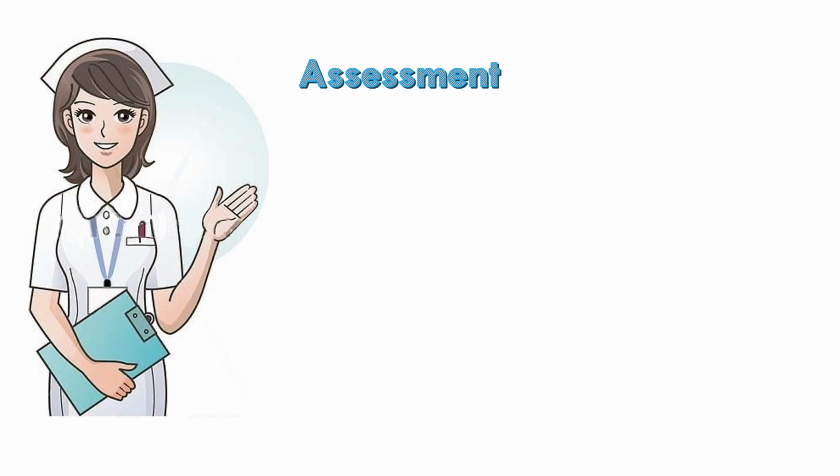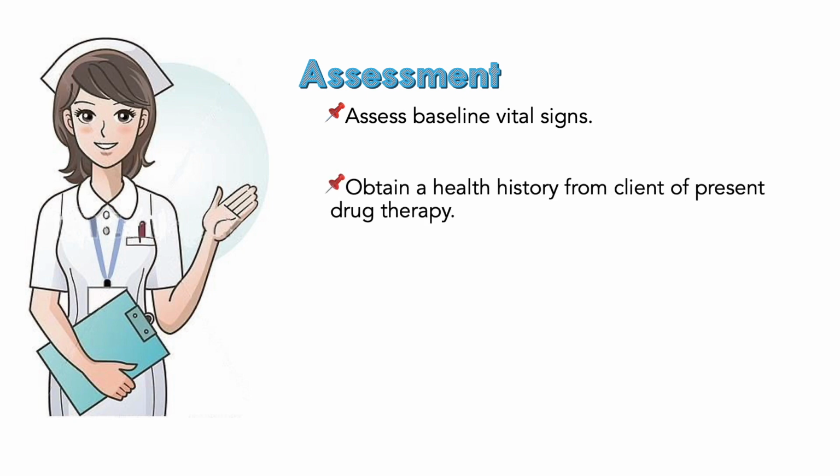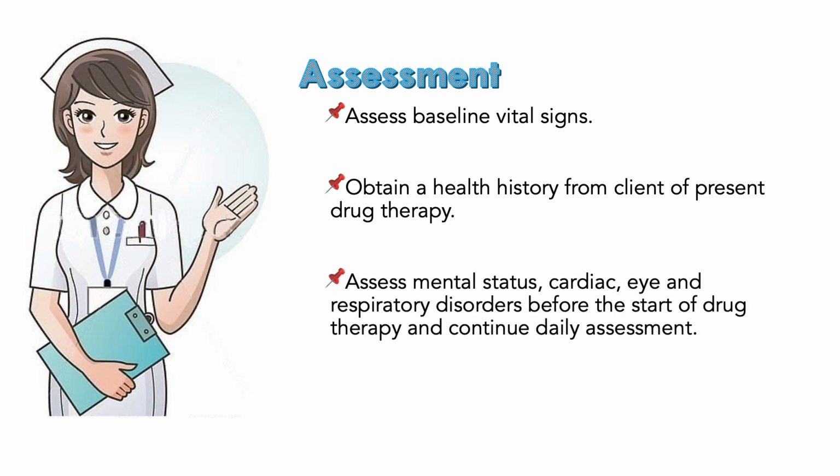What should comprise your assessment for a patient who's taking a phenothiazine or non-phenothiazine medication, or in general an antipsychotic? You must assess baseline vital signs for use in future comparisons. Obtain a patient health history that includes present drug therapy. If the patient is taking an anticonvulsant, the drug dose might need to be increased because antipsychotics tend to lower the seizure threshold. Further, you need to assess mental status and cardiac, eye, and respiratory disorders before starting drug therapy, and continue daily assessment.